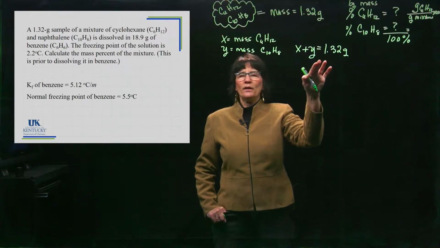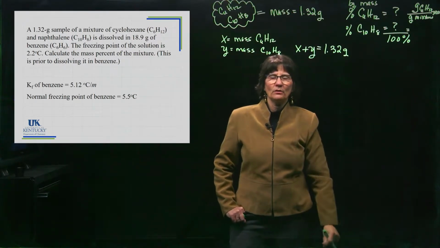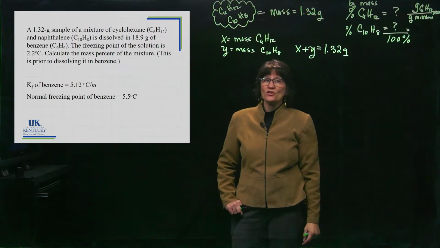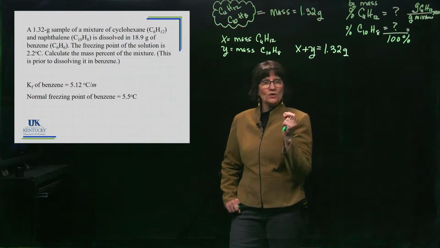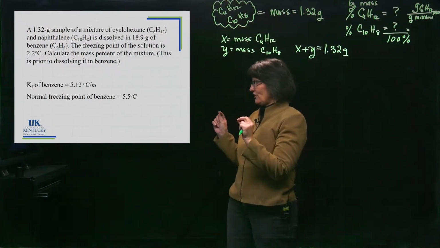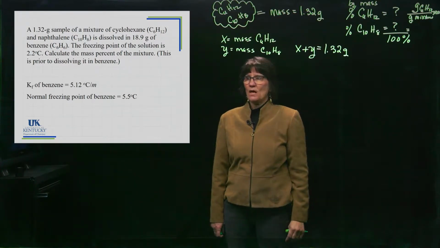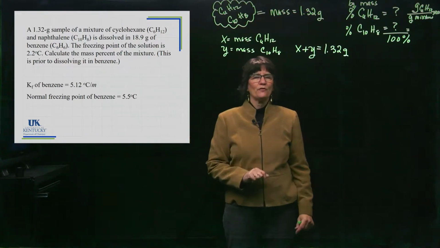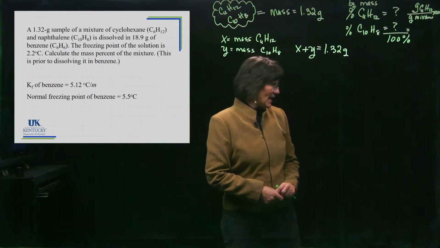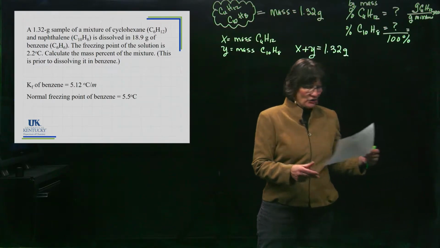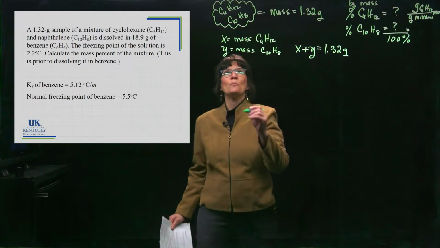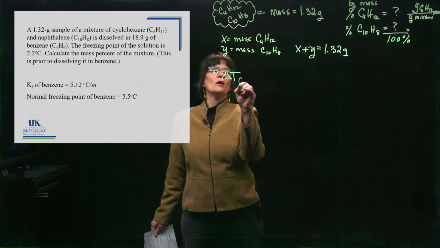So we have two unknowns in this one equation. Well, if you remember back to algebra, if you have two unknowns, how many equations do you need? You need two equations with those two unknowns in order to solve for the variables. So I used the first sentence to come up with this equation. I'm going to use the colligative property of the freezing point depression to come up with the other equation that has those two unknowns in it.